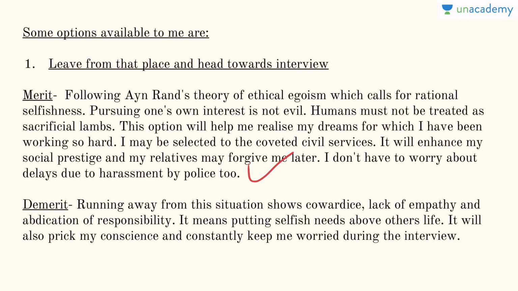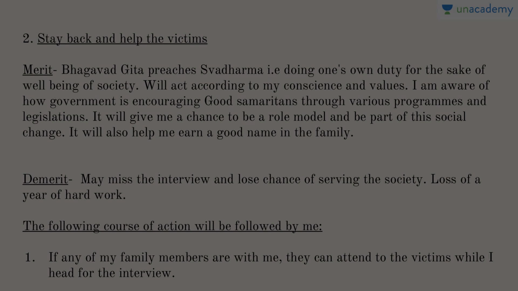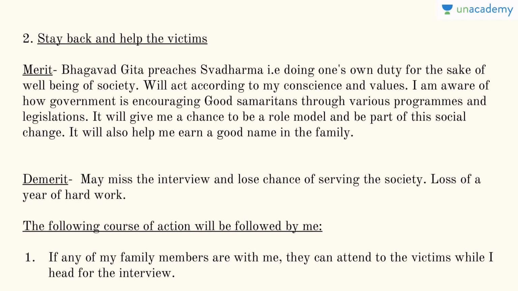The demerit is that running from this situation can also show cowardice, selfishness, lack of empathy, abdication of responsibility, and it means putting selfish needs above others' lives. It will also prick my conscience and constantly keep me worried during the interview, and I might not get good marks. Second is to stay back and help the victims.